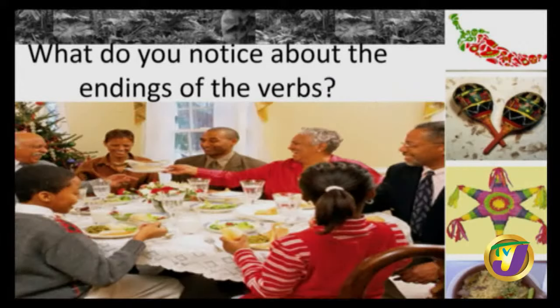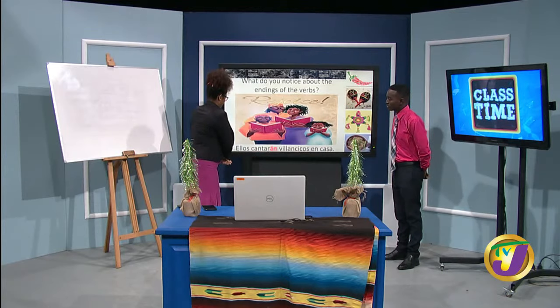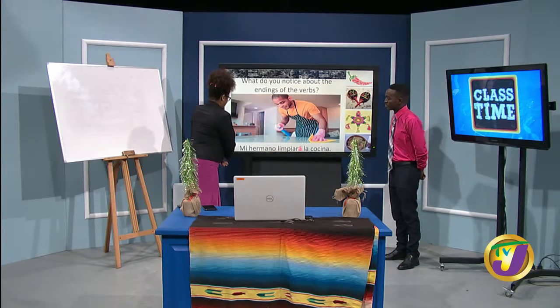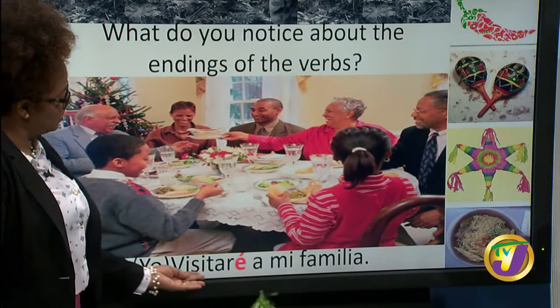All right. What do you notice about the ending of the verbs? You have yo visitaré a mi familia. So, if you notice, you have all the verbs here. Visitar. What does visitar mean? ¿Qué significa visitar? Visitar means to visit. Muy bien. Bueno. So, the verb is correct, visitar.